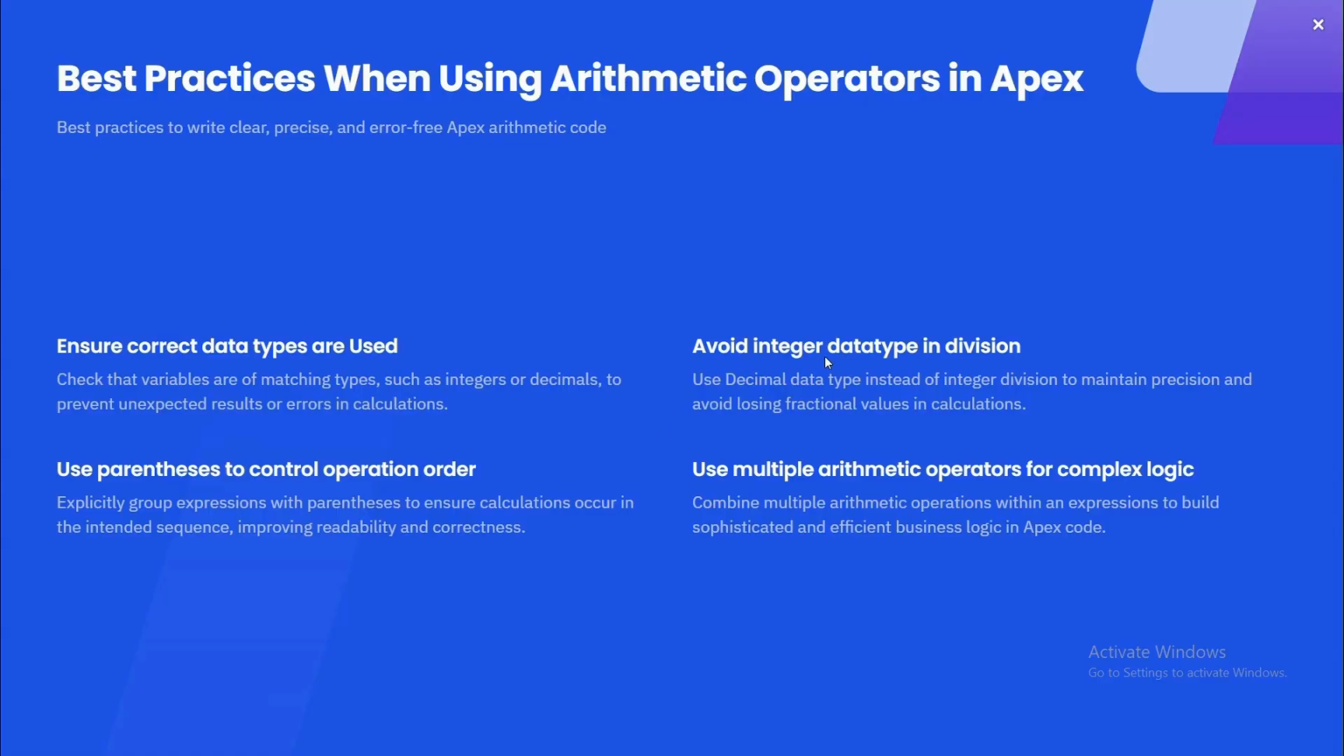Let me jump on to the second best practice. Avoid integer data types in division. As I told just now, we have to use the decimal data type instead of integer while dividing, to maintain the precision and avoid losing the fractional values in calculation. Third is we have to use parentheses. What is meant by parentheses? Brackets, to control the operation order.